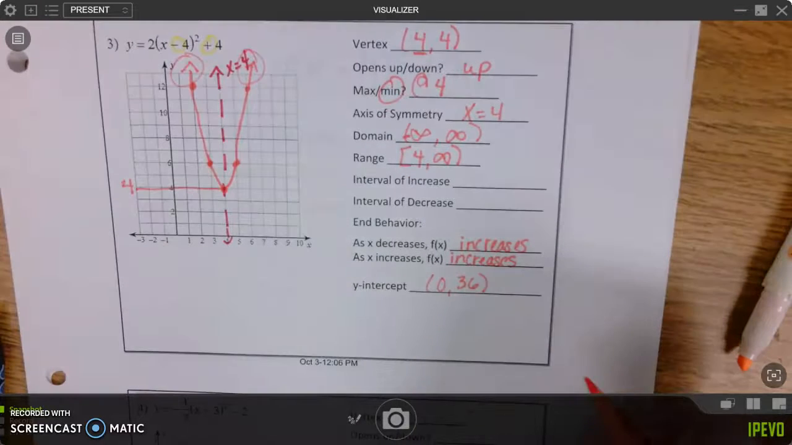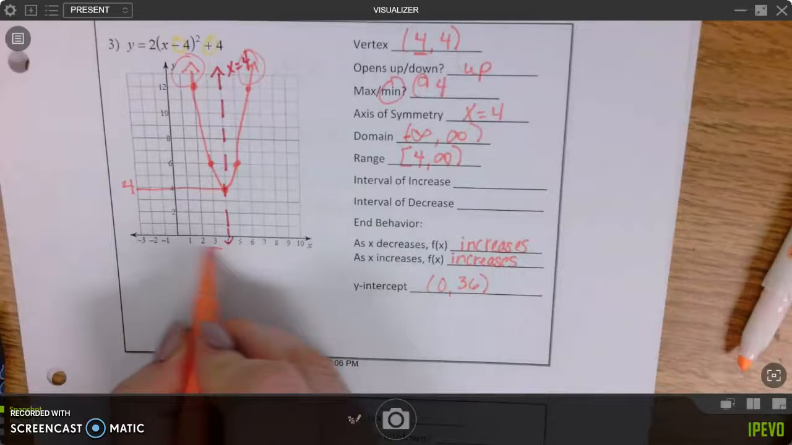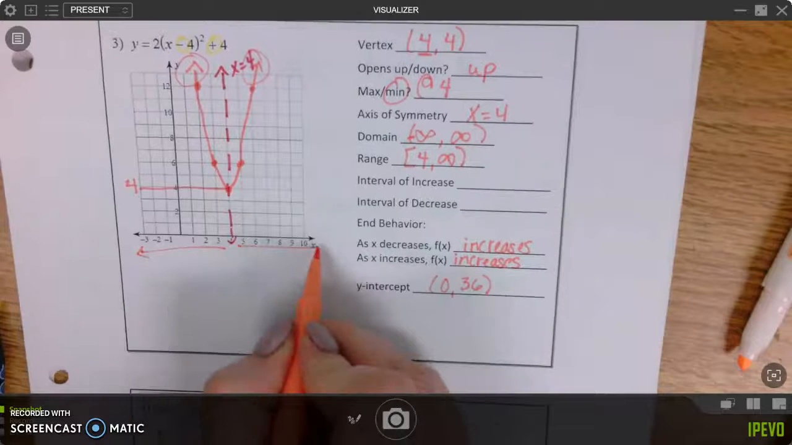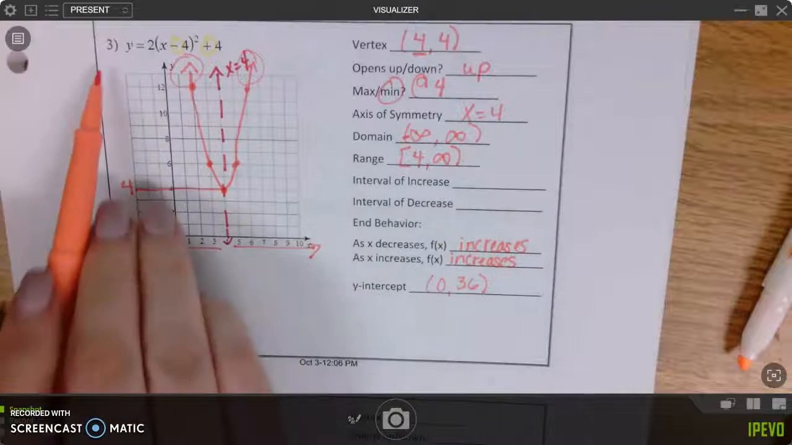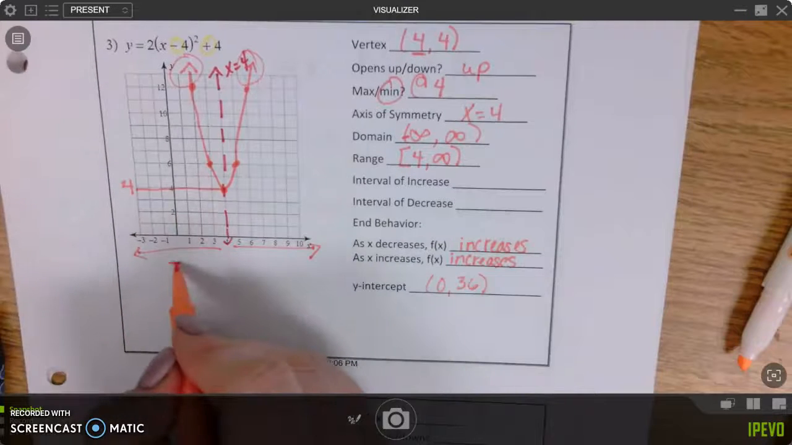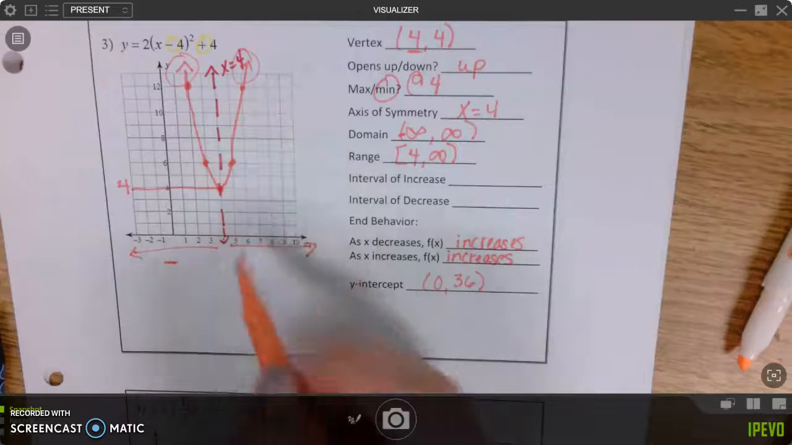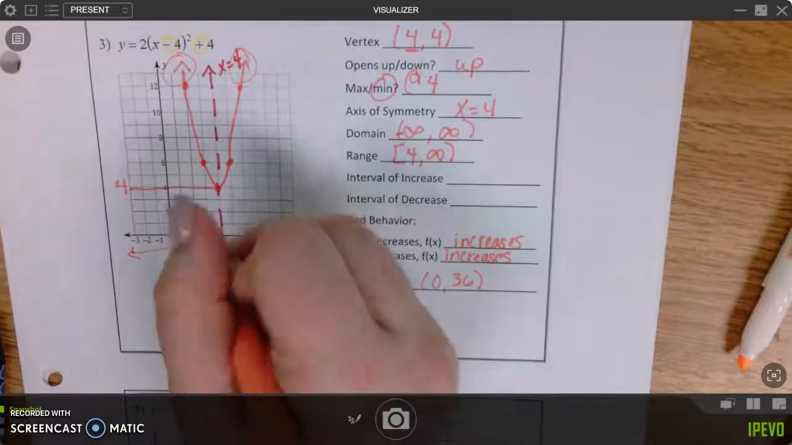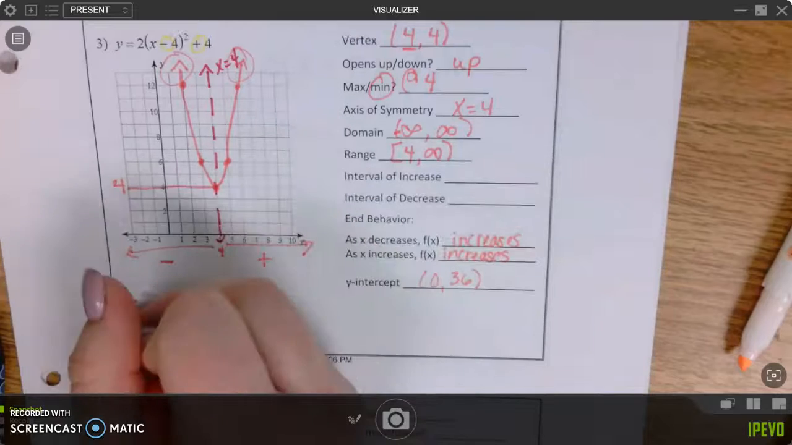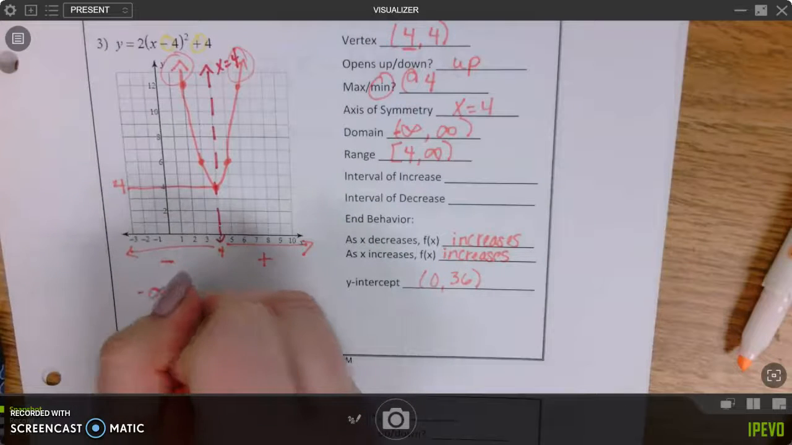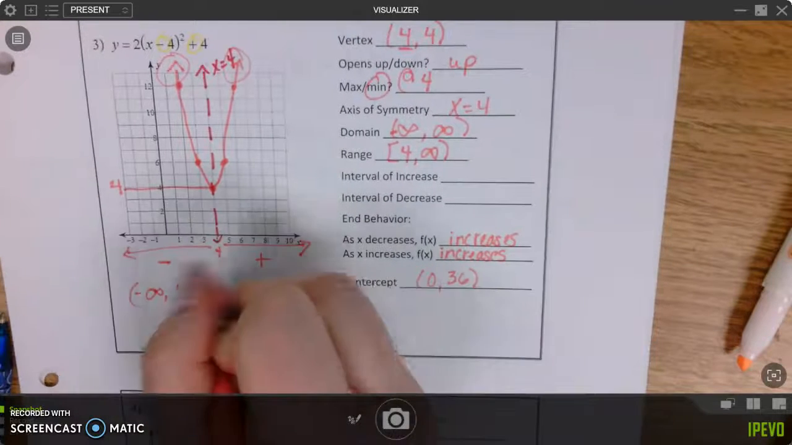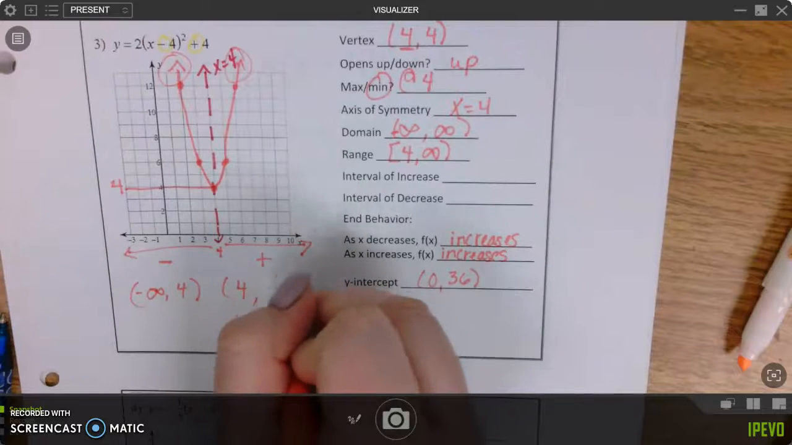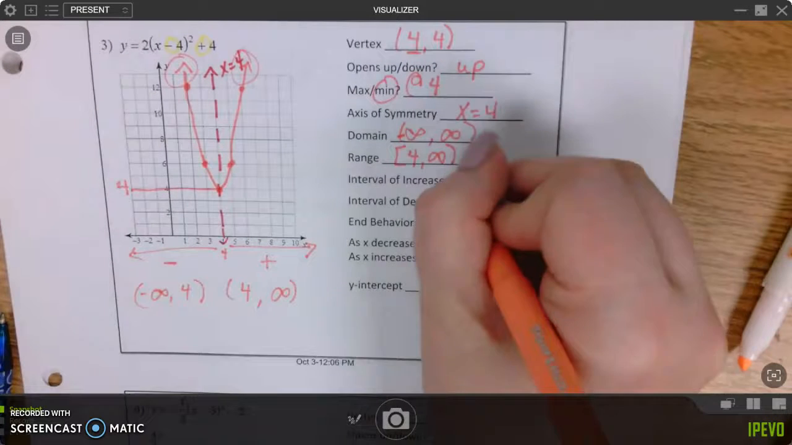And then interval of increase and decrease. So we have an interval here, we have an interval here. Here the graph's going down, so that is your decrease. Here the graph's going up, so that is your interval of increase. So remember, this is at 4. So we have negative infinity to 4 is our decrease, and then from 4 to infinity is our increase.